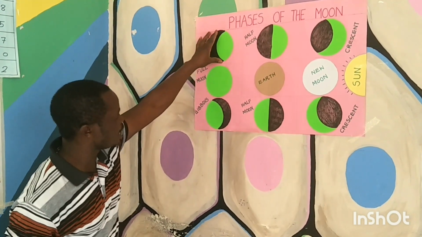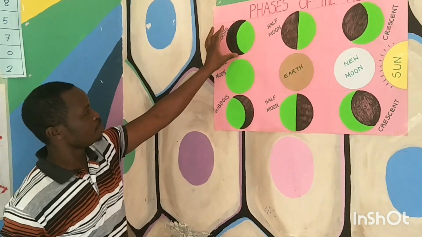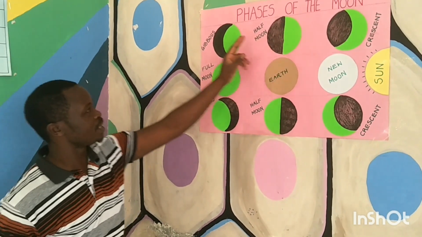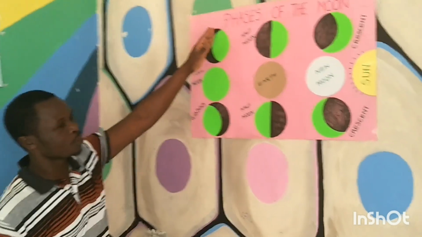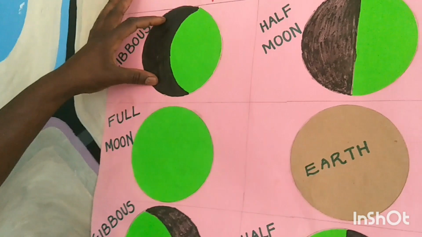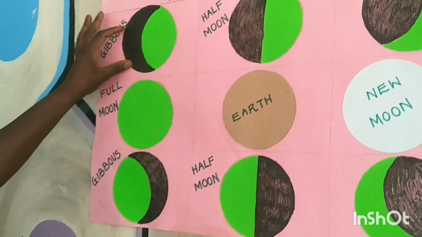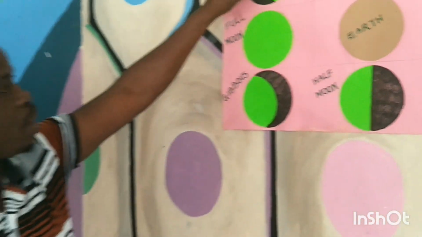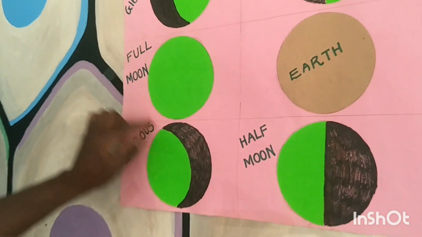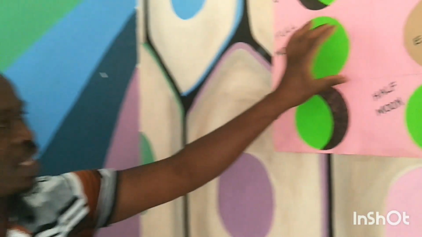Then the third phase of the moon is called gibbous. This size, as you can see again, the green part has increased from half to three-quarter parts. Then the dark side is reducing to a quarter. So this is the third phase of the moon, and it is now going from here. We go to what we call a full moon. That means now the whole moon is receiving the light from the sun.